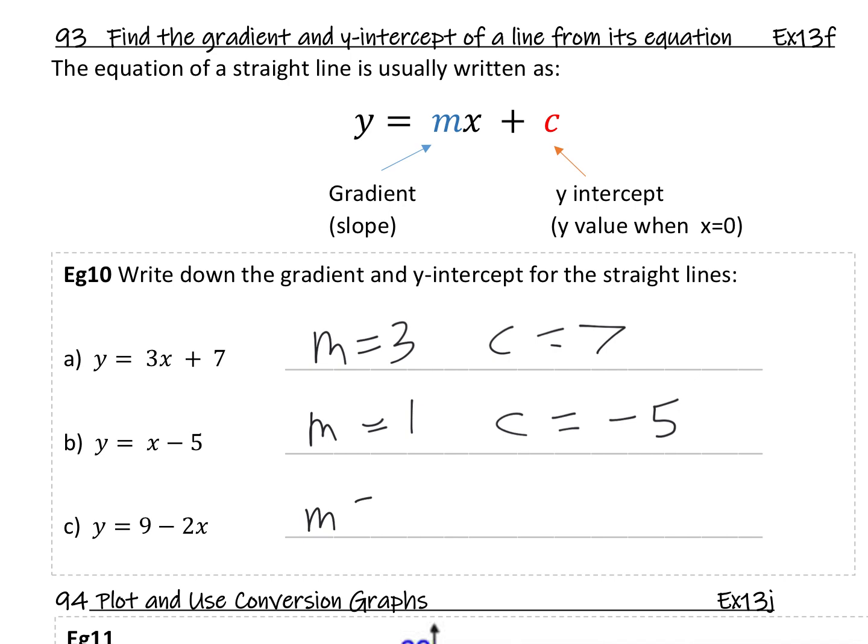Part C, we've got to be careful. The gradient is the number in front of the x, which is -2. And the c is what you add or subtract to the -2x, which is the 9. So the order is switched around there, but remember the gradient's always in front of the x, and the c is the other bit that you add or subtract on.